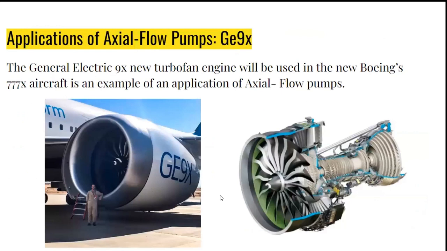This is the new General Electric turbofan engine that will be used in the new Boeing 777X aircraft, and it features an axial flow compressor. The compressor is a key component of the engine and is responsible for compressing incoming air before it's mixed with the fuel and ignited in the combustion chamber. The axial flow design is common in jet engines and is known for its high efficiency, which helps to improve the overall performance and fuel efficiency of the engine. Here on this drawing, you can see how the flow is axial to the engine.